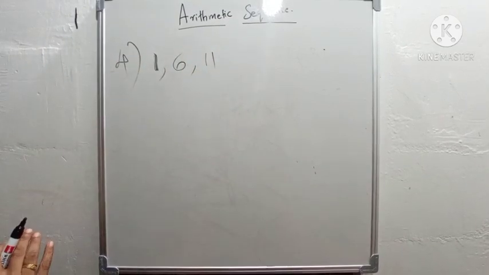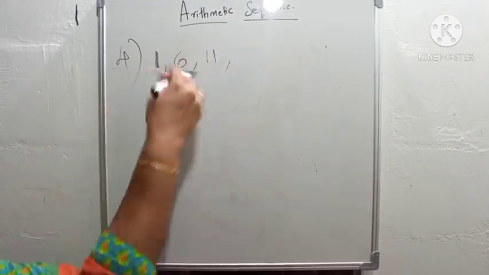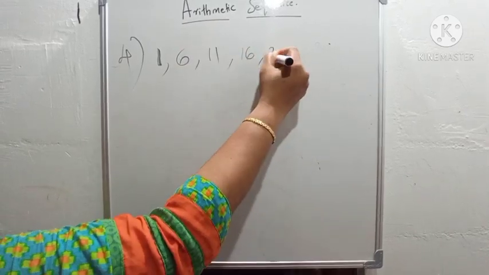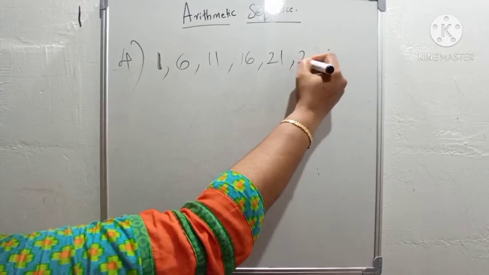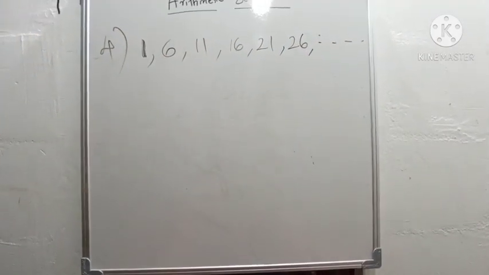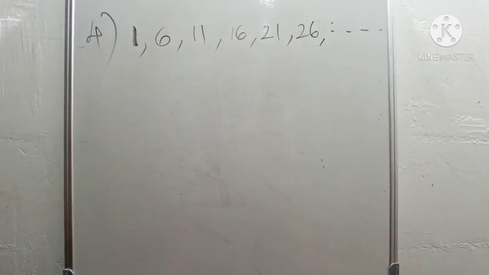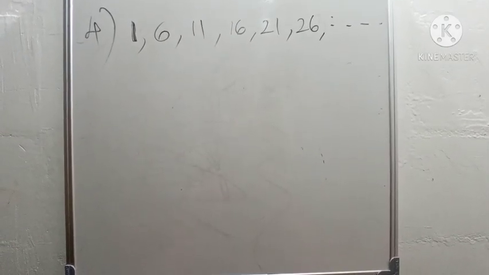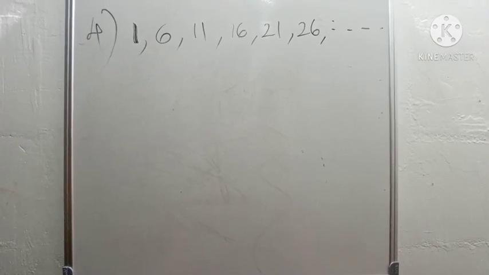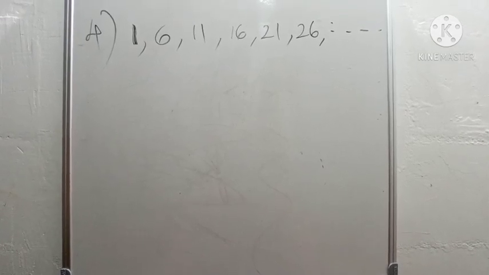11 is ending in 1. Then next is 16. Then next is 21. Then 26, and it is continuing like that. Okay, so this is our sequence 1, 6, 11, 16, 21, 26, etc. So we need to describe this sequence in 2 ways.